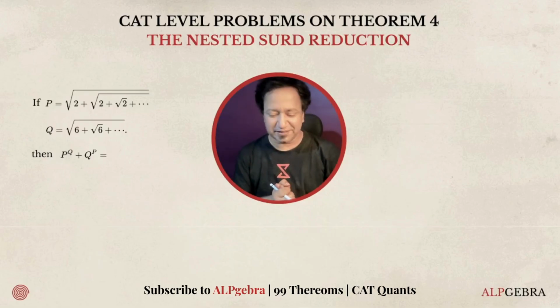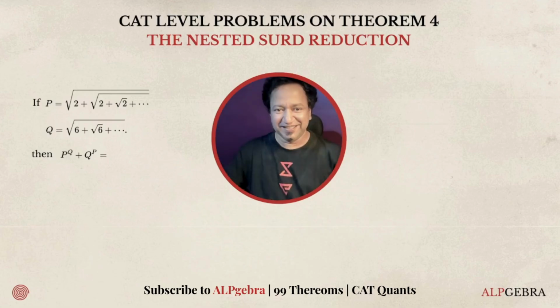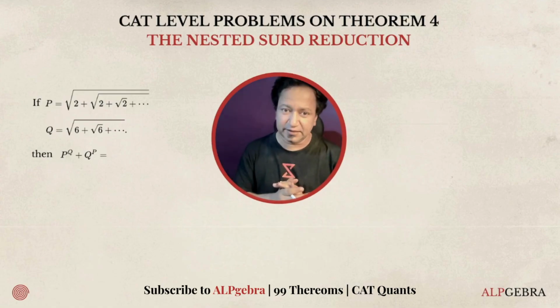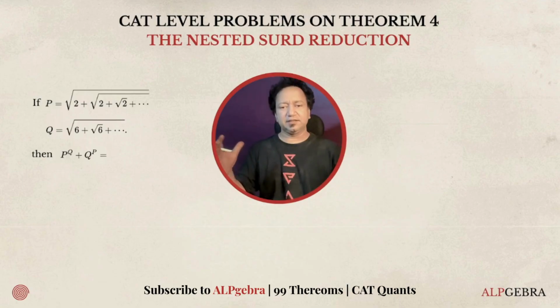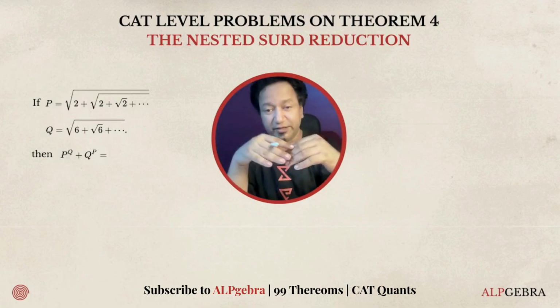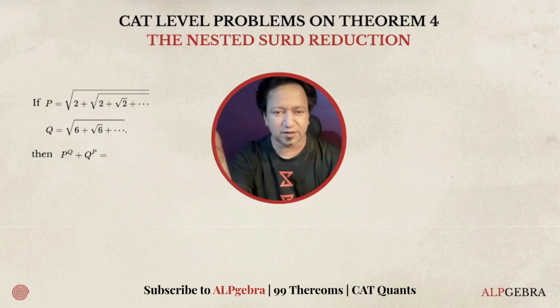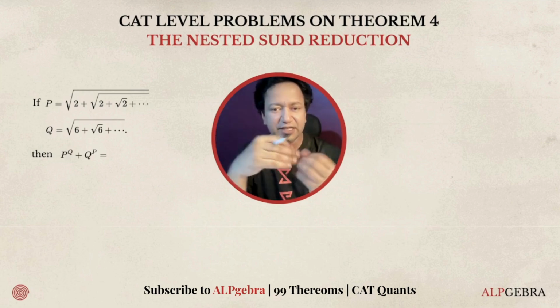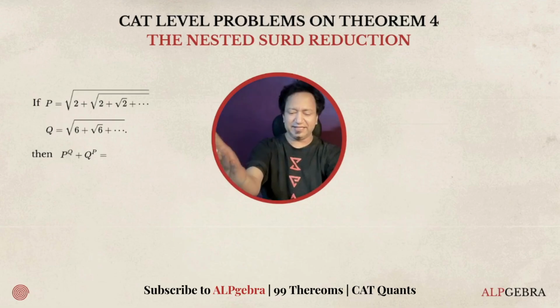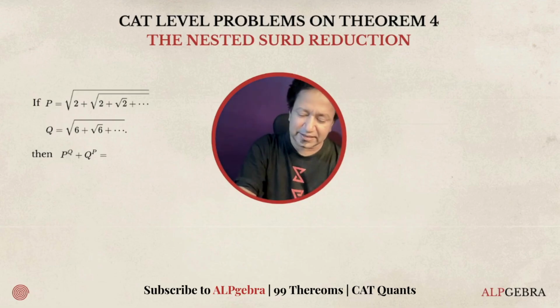So here are the questions. The first one says, as you see on the screen, P is square root of 2 plus square root of 2, infinite nested surd, and Q is again an infinite nested surd with 6. If this question comes in the real CAT, before knowing the theorem that I told you in the last video, you might be making the quadratic equation and trying to solve it. But now you can do it within 30 seconds, maybe 10 or 20 seconds at max, because I just told you.